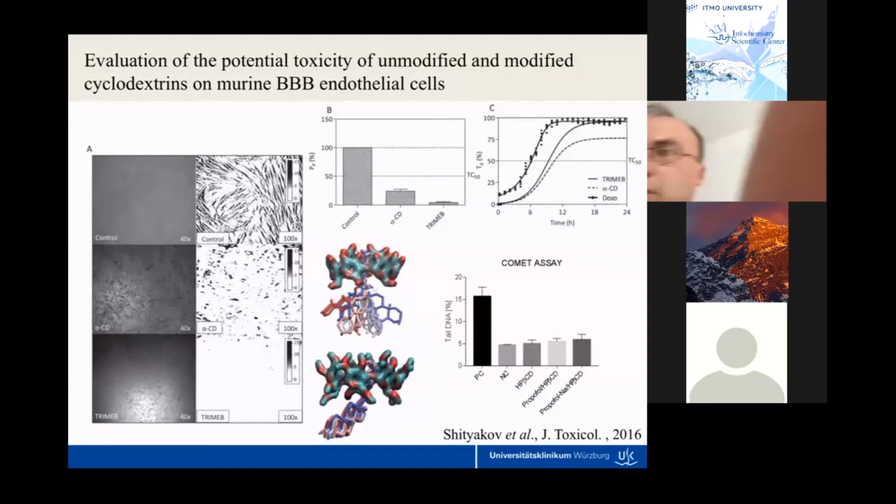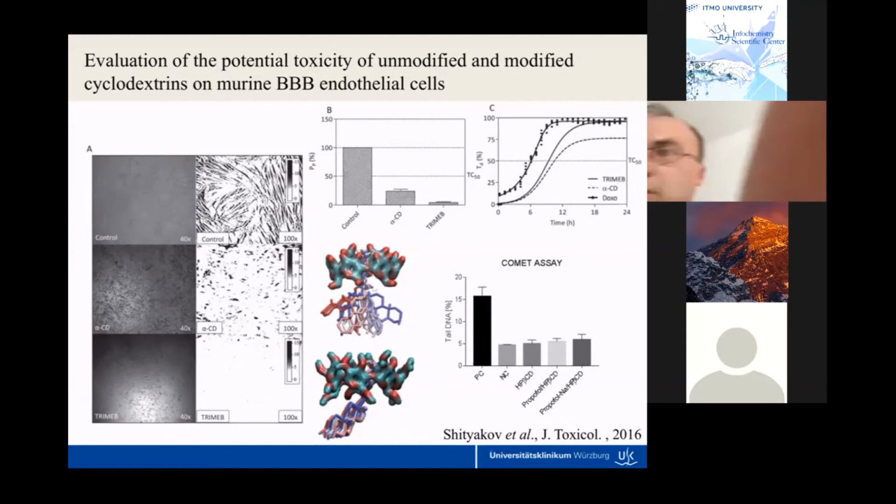So the next project was done to evaluate the cytotoxicity of different cyclodextrins and also mutagenicity. So we did, as I already explained to you, a cell-based assay for cytotoxicity, which is shown here, but the assay is a little bit different. We did microscopy of the cells, and then we converted the qualitative microscopy to quantitative measurements, where you see that the different cyclodextrins represent different toxicity against the BBB endothelial cells.